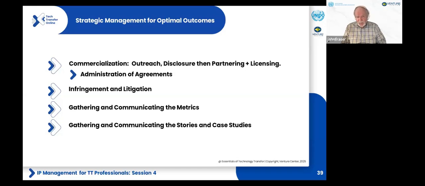Now, I was asked to talk about strategic management for optimal outcomes. Well, okay. There's the commercialization process. You get a deal done. And then there's the administration of agreements, something we've not talked about to a great deal. There are activities of infringement litigation. Whoa, that's not part of tech transfer. Oh, yes, it is. Turns out, if a product advances in the marketplace and is wildly successful, there will be imitators. There will be people that will infringe your product, like the Wisconsin example I gave 100 years ago.